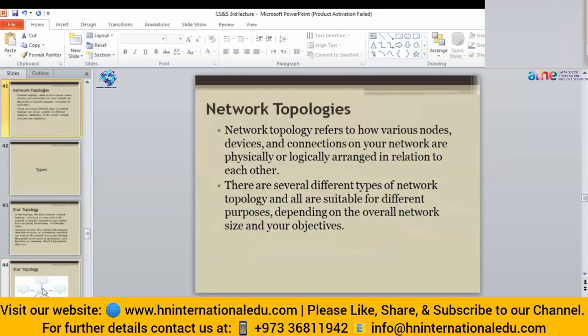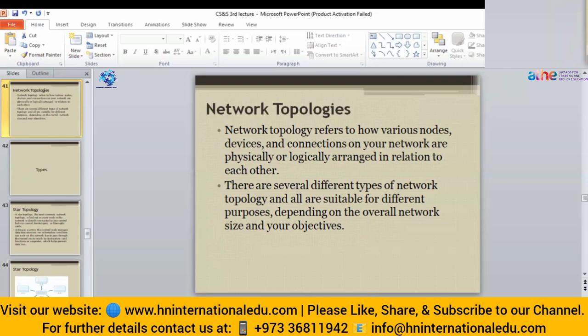So these are the different types of computers. Now network topologies. Topology refers to the arrangement of the computers, or the arrangement of the nodes or the devices. So the connections on your network are physically and logically arranged in relation to each other.